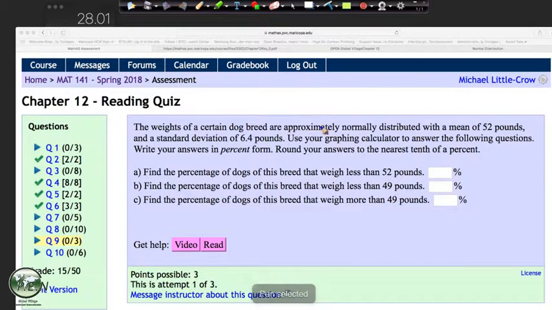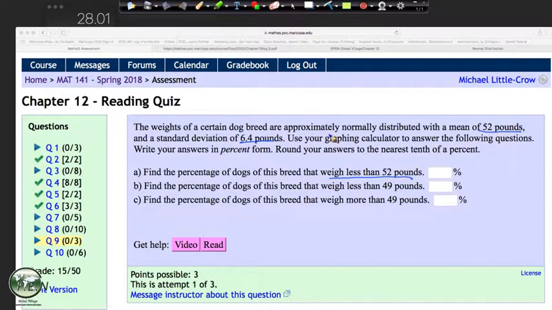The weights of a certain dog breed are approximately normally distributed with a mean of 52 pounds, and a standard deviation of 6.4 pounds. Use your graphing calculator, or in this case, the online calculator, which is going to be easier to use, to answer the following questions. Write your answers in percent form, rounded to the nearest tenth of a percent. Find the percentage of dogs of this breed that weigh less than 52 pounds.